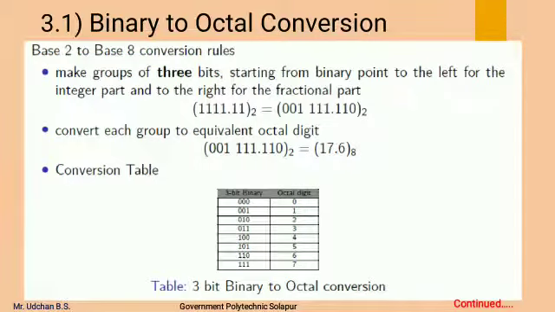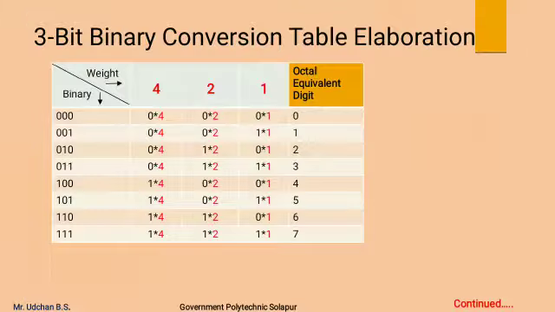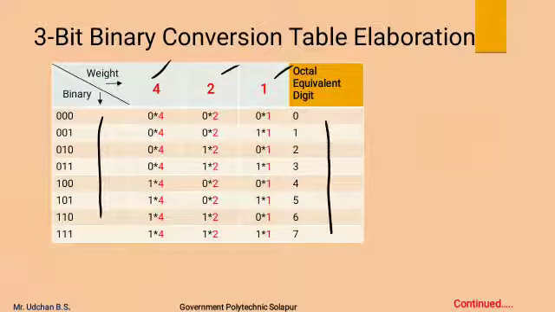First one is the binary to octal conversion. Before that, we will see this table. In this, there are 3-bit binary numbers given in this column, and these 4, 2, 1 are the positional weights of each digit in the given binary number. Now we will see how the given 3-bit binary number is written in the form of its octal equivalent digit.